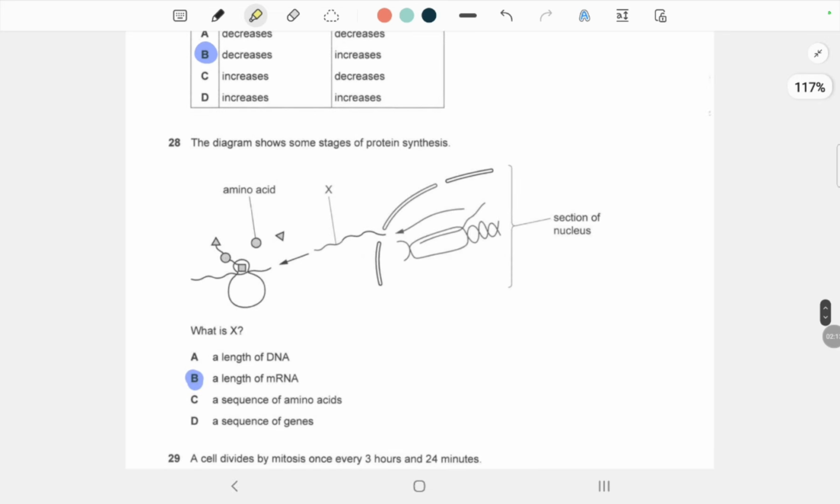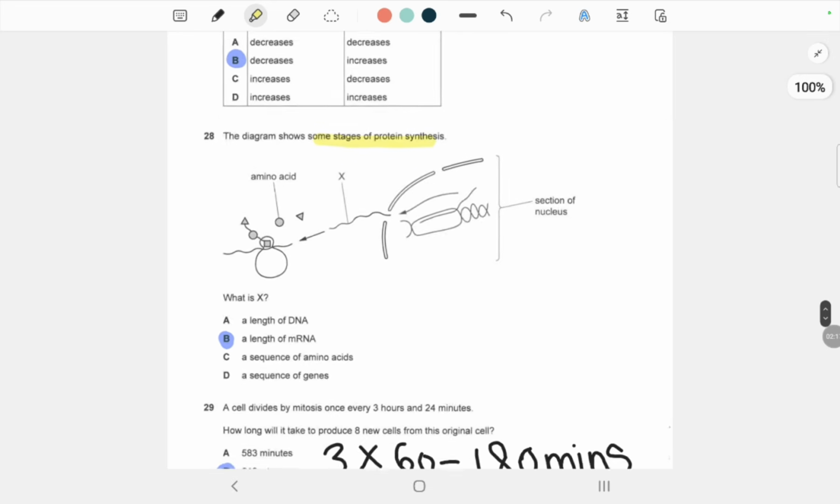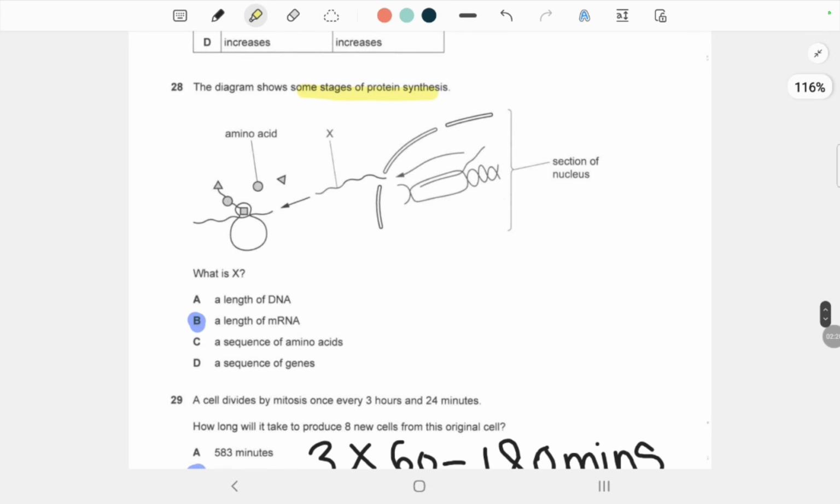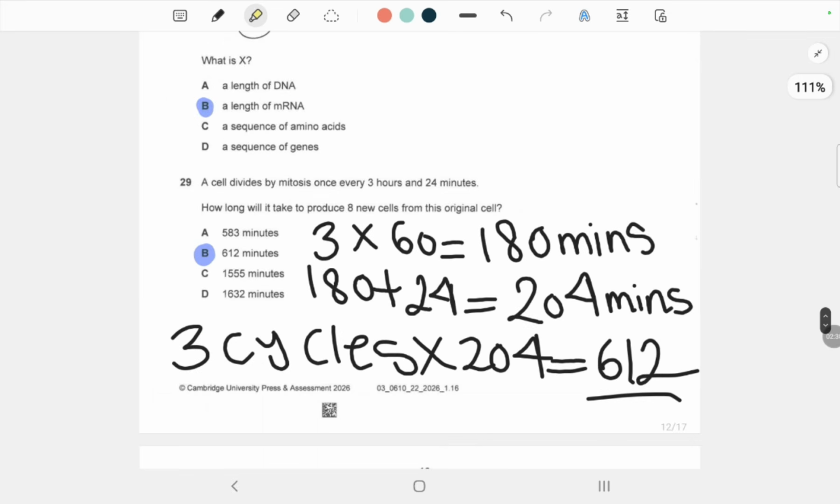Now question 28. The diagram shows some stages of protein synthesis. What is X? Well, X is a length of mRNA. Why is it not a length of DNA? Because this process involves the ribosomes, it involves the mRNA as a whole. So basically it's a length of mRNA, which is the messenger RNA.